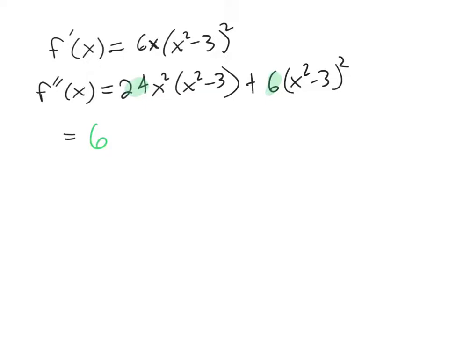Next, I look at the x values. This has an x. This doesn't have an x. So we can't factor out x. Now let's look at the x squared minus 3's. This has an x squared minus 3, and this has an x squared minus 3. So let me highlight that. What you do is you factor out the smallest exponent. This only has one of them, right? This one has 2. So what you do is you factor out the smallest power of x squared minus 3.